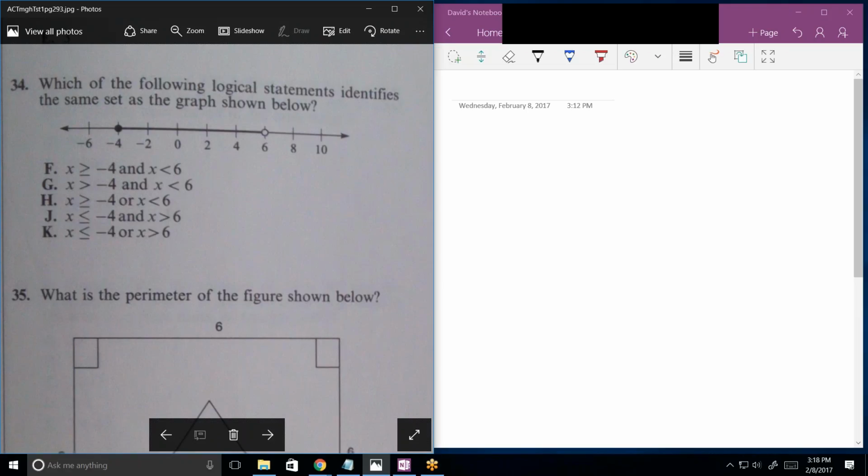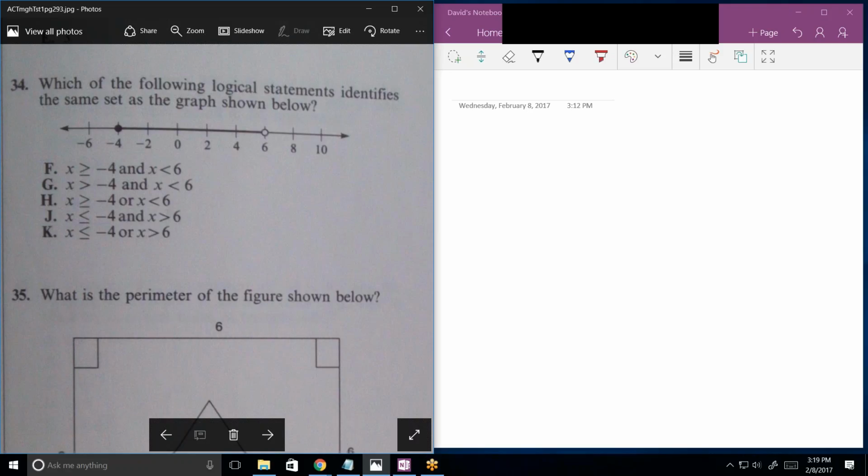Which of the following statements identify the same set as the graph below? X must be greater than 4. And isn't it F? Yeah, it is. Because the open circle means it's touching, but it's not equal to. Exactly. And the closed circle means equal to.